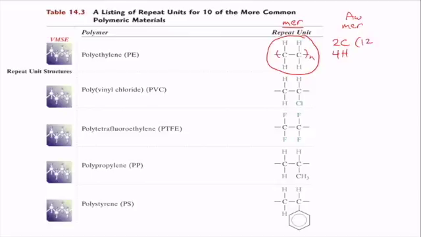Carbon has an atomic weight of 12 off the periodic table. Hydrogen has 1. So we'd multiply our 12 times the 2 carbons and our 1 times the 4 hydrogens, and we get an atomic weight of 28, right? 24 plus 4, that would be in grams per mole.